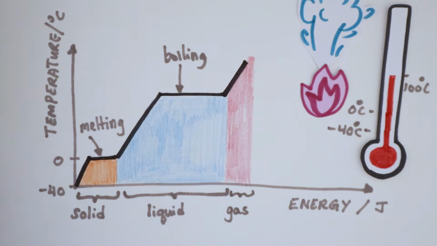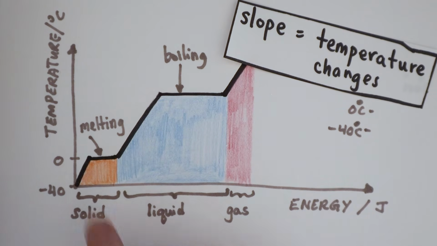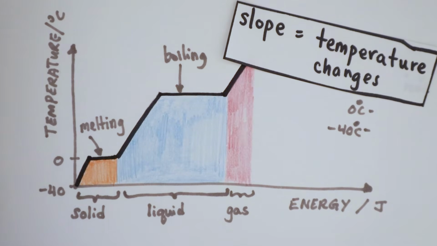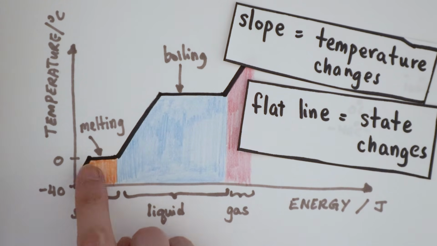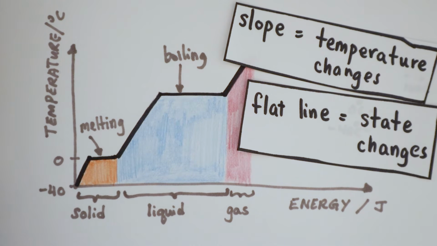To summarize the features of a temperature-energy graph, a slope shows that energy is being used to raise its temperature. But when a substance changes its state, all of the energy is used to change its state such that its temperature remains constant, and this is represented by a horizontal line.